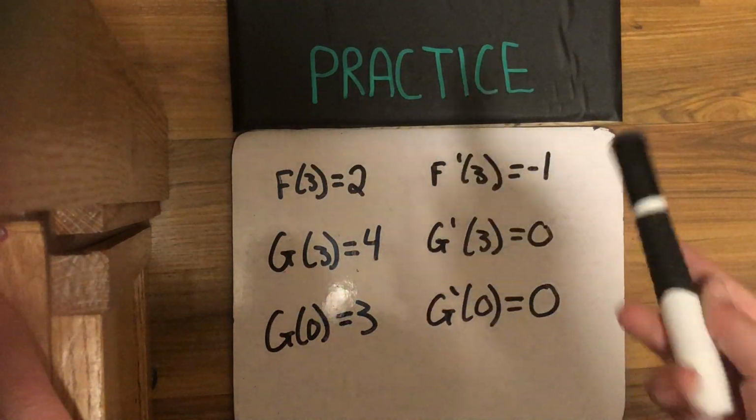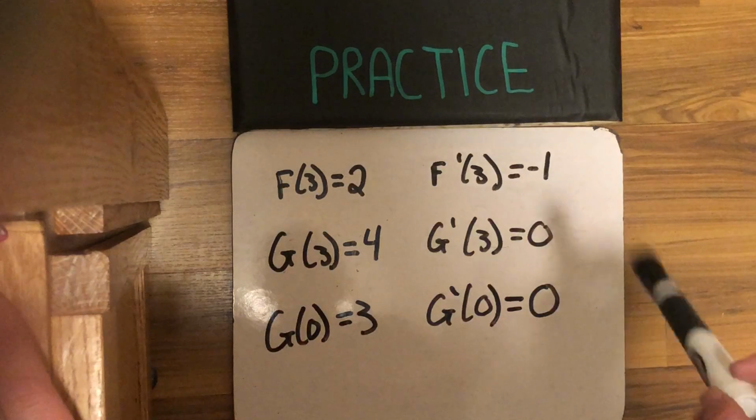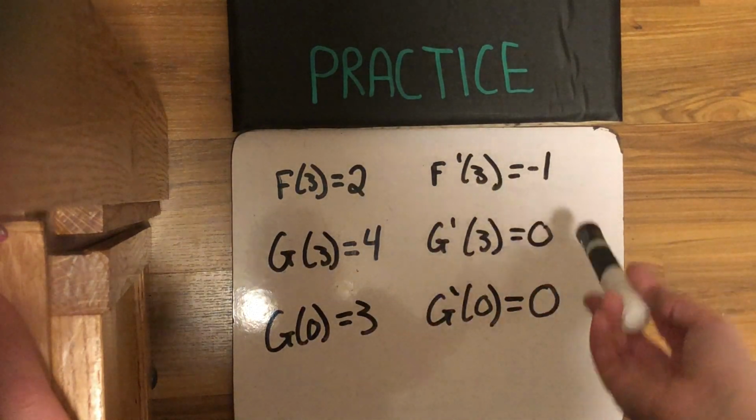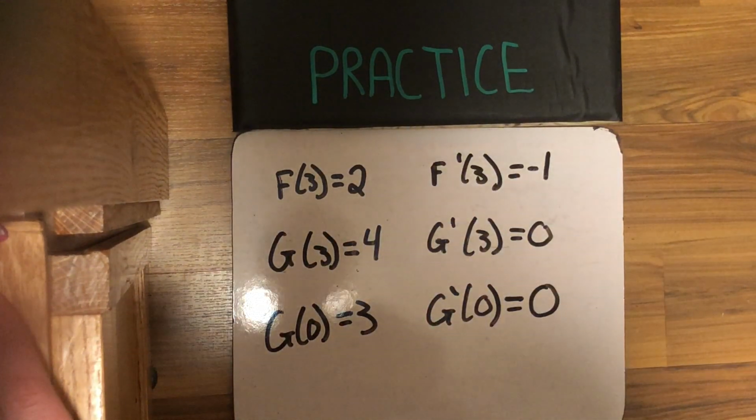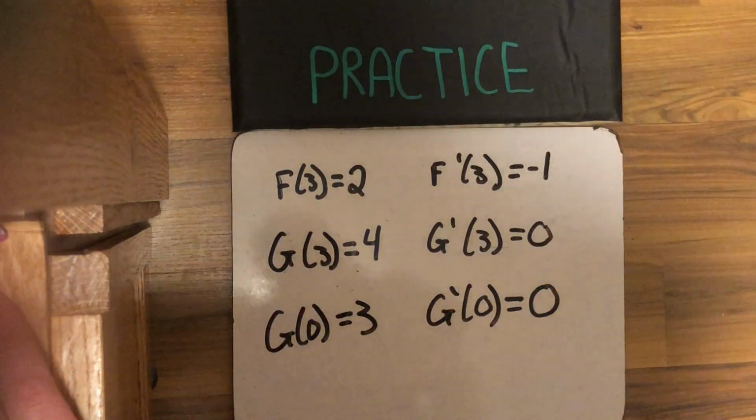So next up we have some practice problems that we will go through together. So here I have written down some values that you will need. So f of 3 equals 2, f prime of 3 equals negative 1. Write these down in your notes or wherever you're writing stuff down, and keep those because we will use them for the next 2 questions.